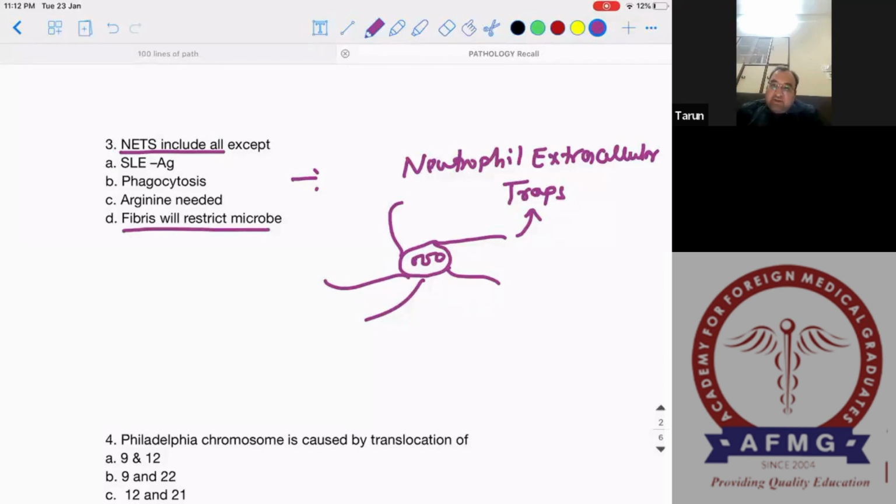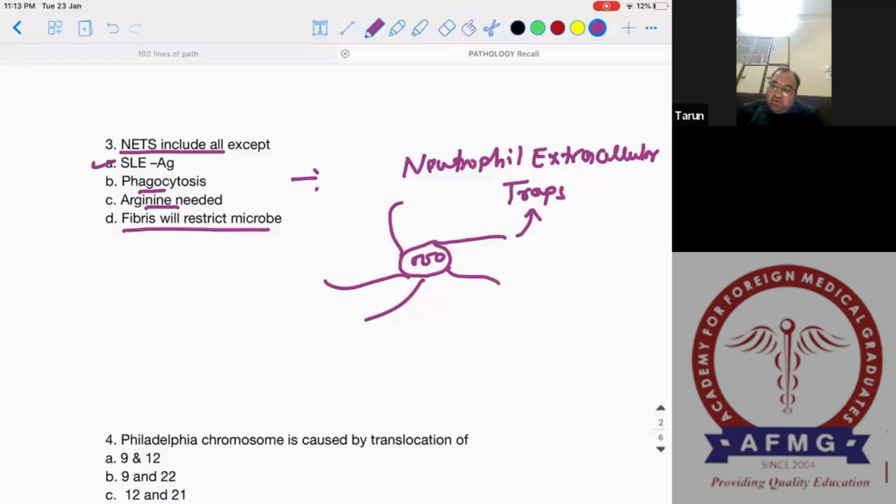Yes, this is the right thing. Arginine is required. Yes, it is required. Can they do phagocytosis? Yes, they can do phagocytosis. What is not true? That it is associated with SLE. So there is nothing to do with SLE in these cases. Neutrophil extracellular traps are related to the neutrophil. After the death of the neutrophil in acute inflammation, the neutrophil used to release traps around it that are called neutrophil extracellular traps, or the fibrils, which are a bactericidal thing.